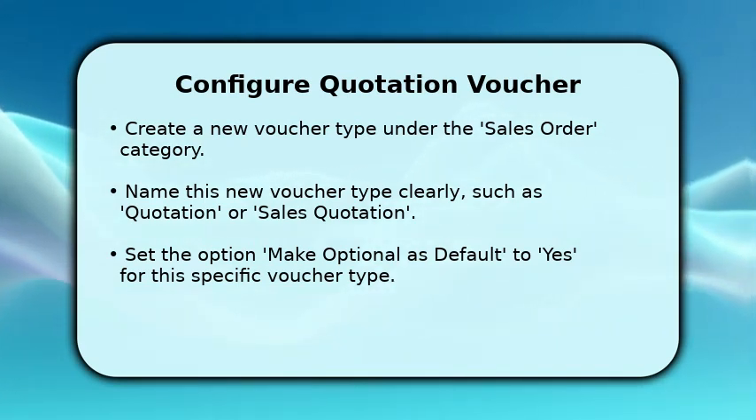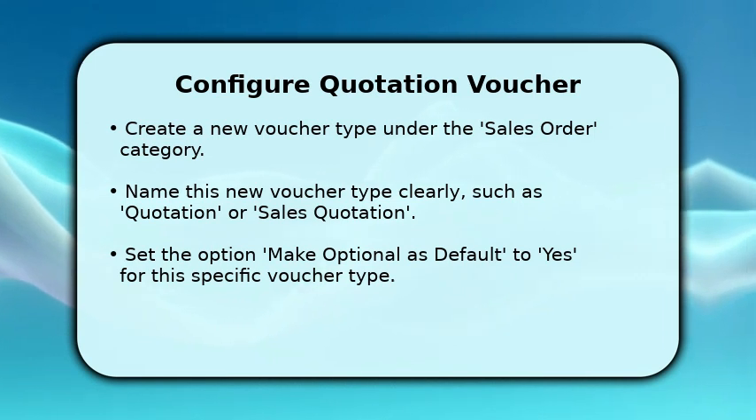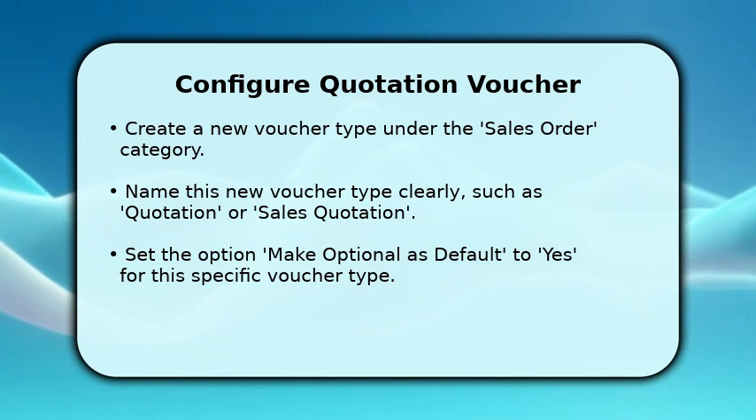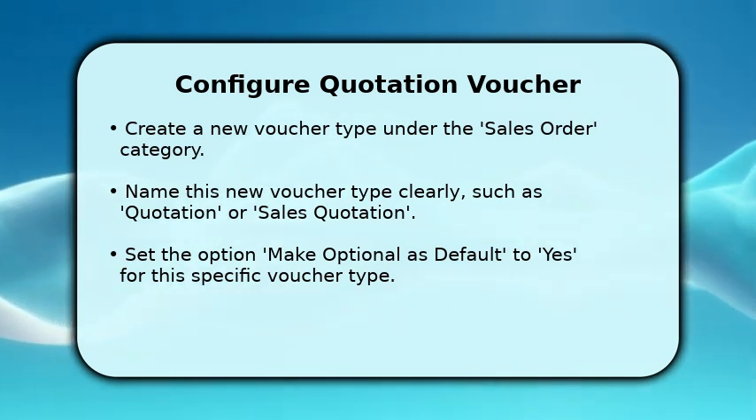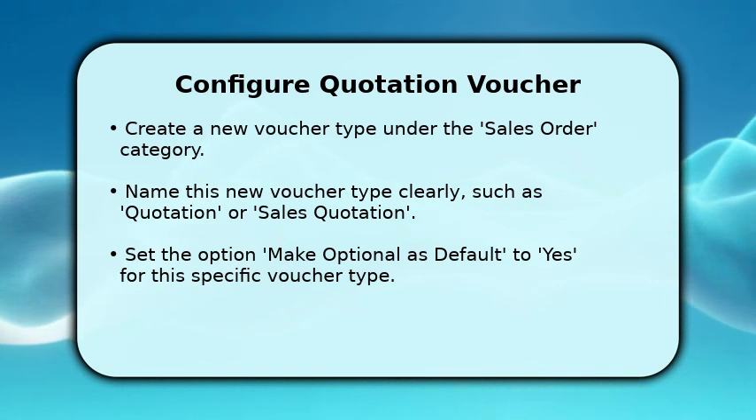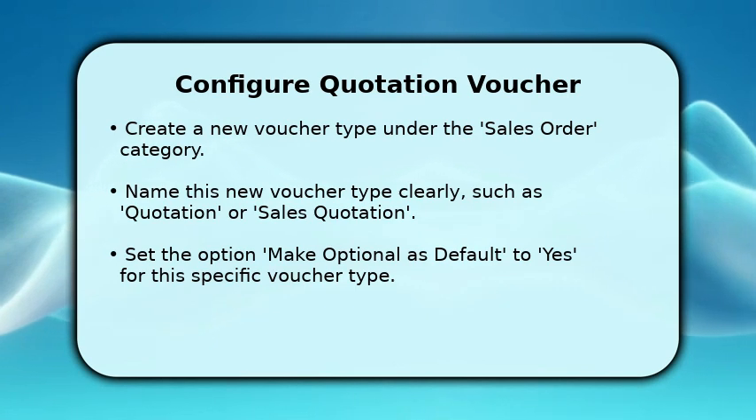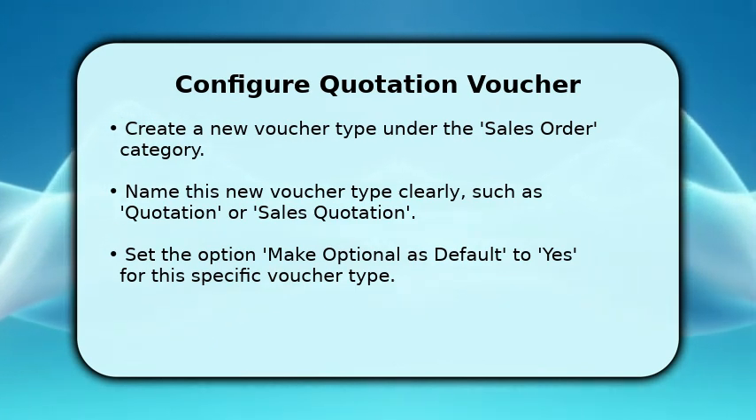From the gateway of Tally, navigate to Accounts Info, then Voucher Types, and choose to create a new one. You should create this under the sales order type. Give it a descriptive name like Quotation. Critically, set the option Make Optional as default to Yes. This ensures your quotations do not immediately impact your books of accounts.